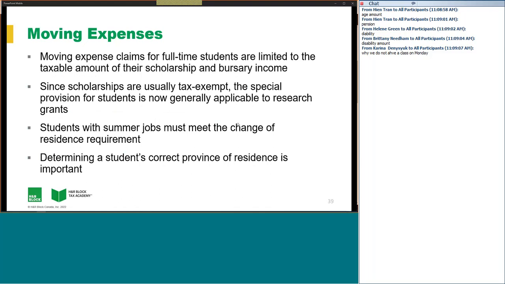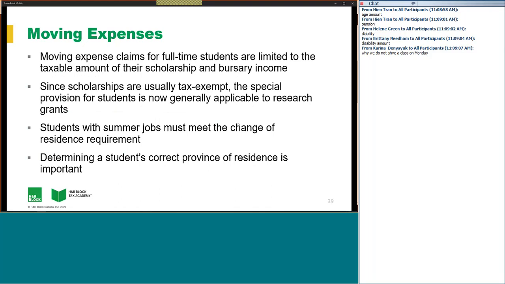Moving expenses. Remember when we did moving expenses, I said you can claim moving expenses if you're a student, but we're going to talk about that later. We're going to talk about it now. The problem with claiming moving expenses for a student is you can only claim moving expenses against their taxable scholarship and bursary income, not other student income they have, just their scholarship and bursary income.